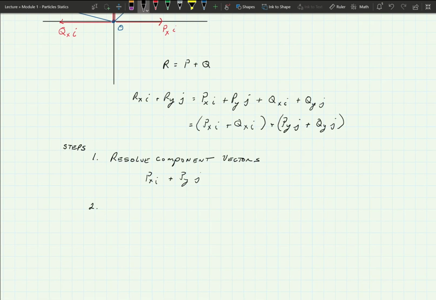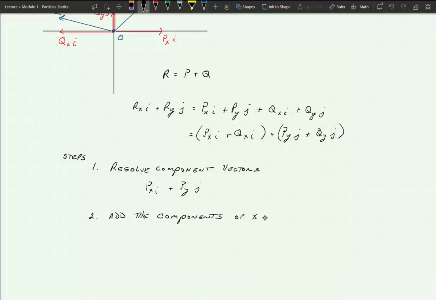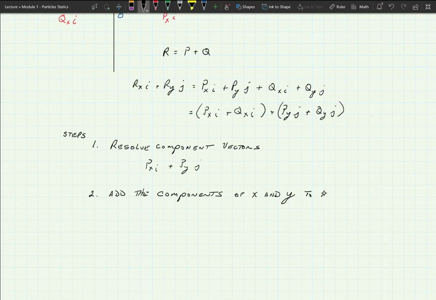Step 2, add the x and y together to find r. Okay, and once we find r, and that's probably an r with a triangle or a line over top, and we will know where that is.